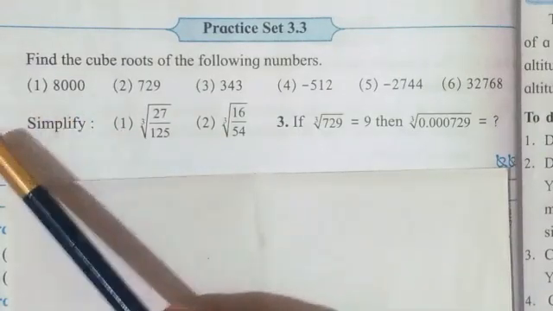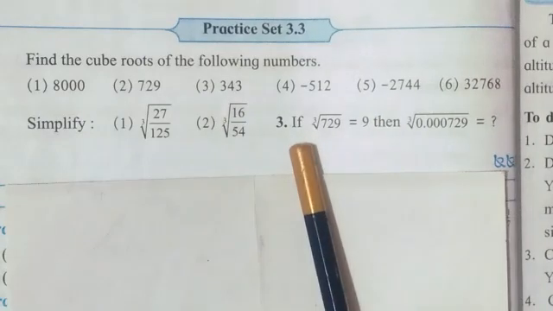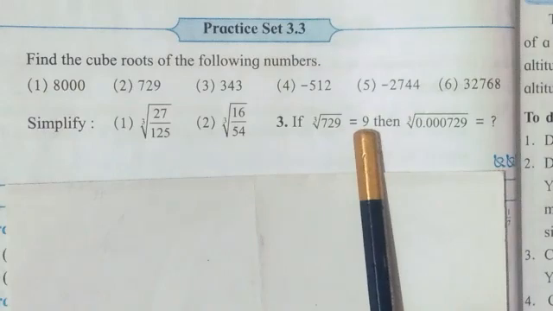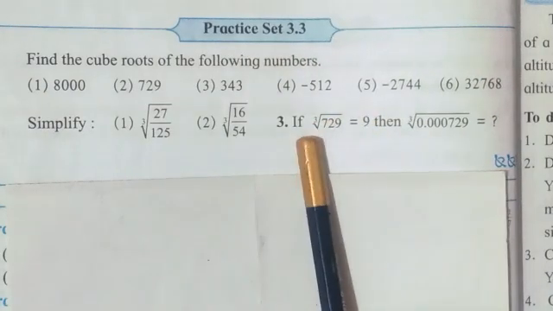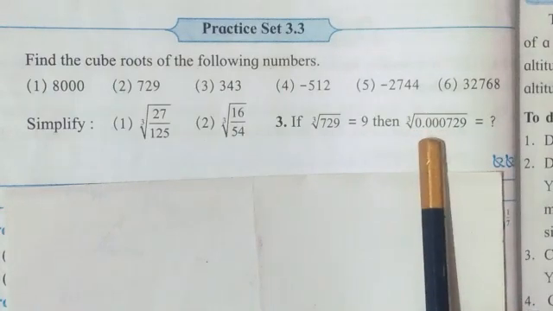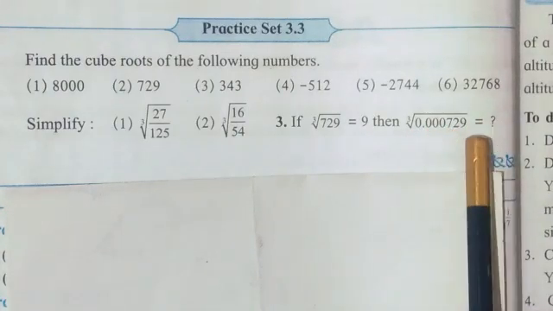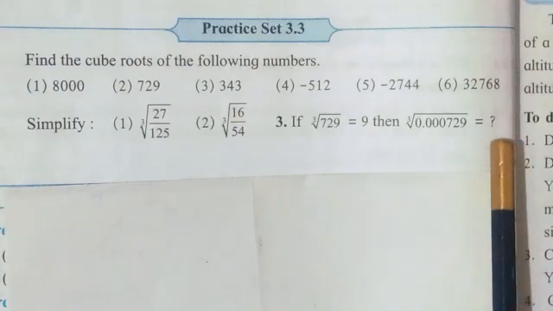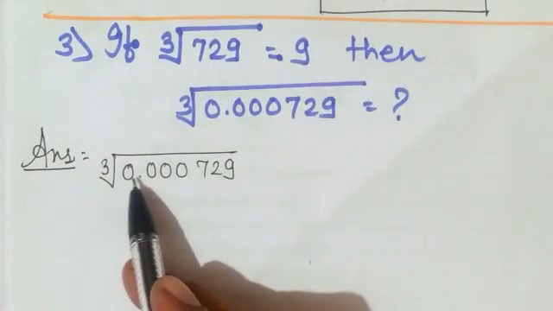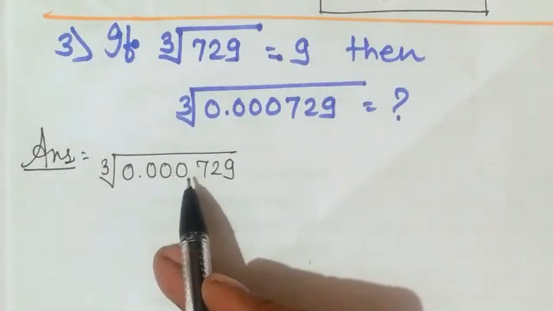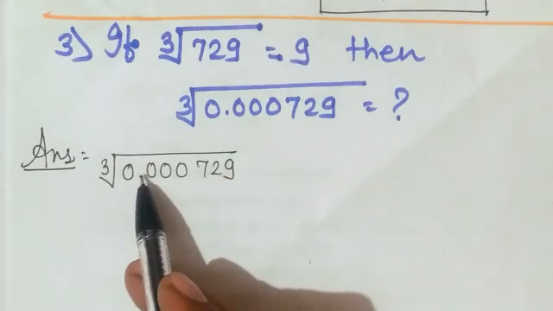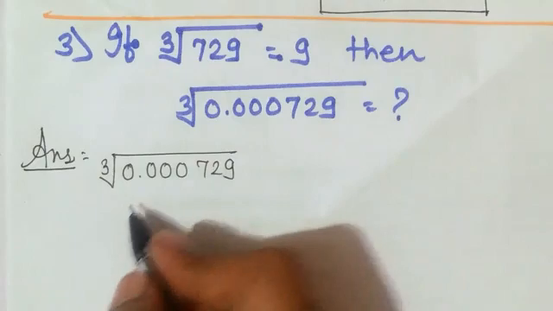Now your third question from question number 2 is a little bit different. If the cube root of 729 is equal to 9, it means 9 cube is 729, then the cube root of 0.000729 is equal to what? The question mark is given. So how will we solve it? Let's see. Here this decimal number we have to convert into a fractional number, so we can easily cut this decimal here. So how can we do that?